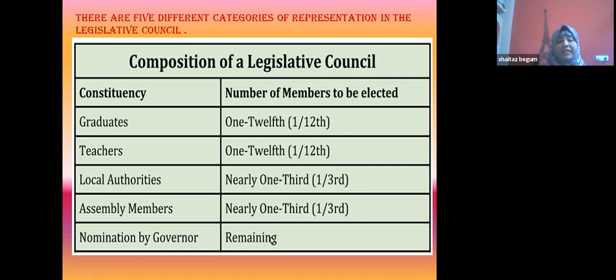Then the remaining 1/6 members to the Legislative Council are nominated by the governor of the particular state. On what basis are these nominated? What are the prerequisites required? The governor nominates them on the basis of special knowledge or practical experience in literature, social service, science or arts. All these are prerequisites to be nominated by the governor. So the remaining 1/6 are nominated by the governor based on these prerequisites.